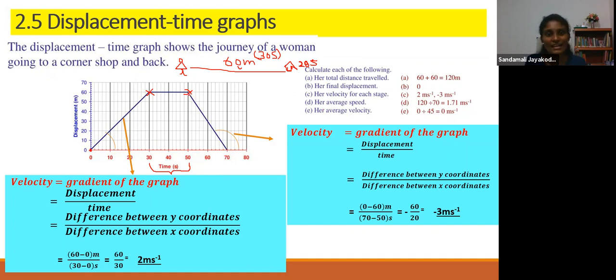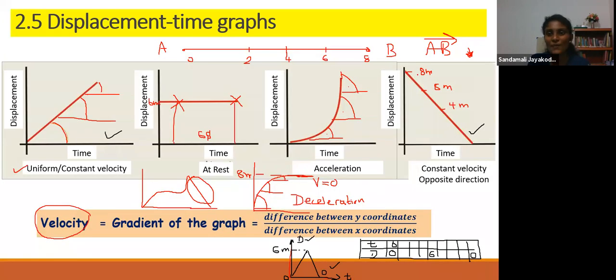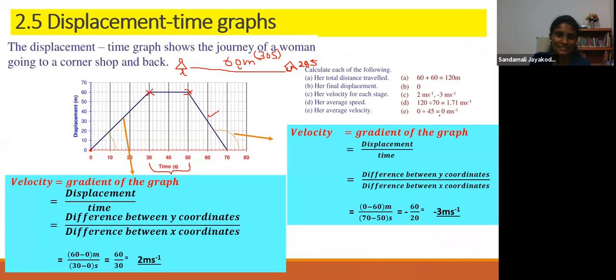And then she has started to come back. She has taken something and started to come back. Then we can see this is given by this. Again 60 meters is moving, but in the opposite direction. We get this kind of graph for objects moving in the opposite direction. That is the meaning: she is going there and coming back like this.